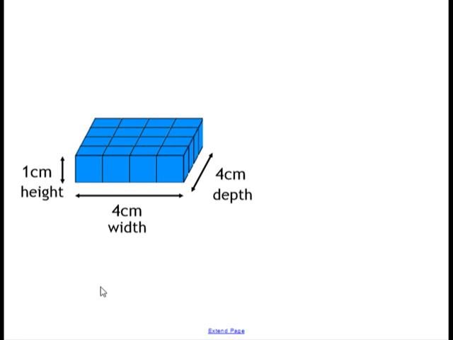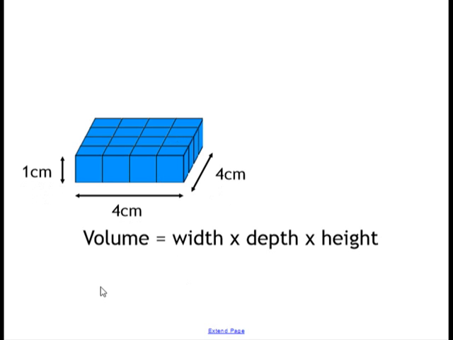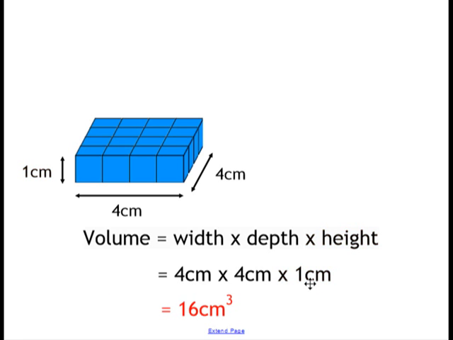But there is a faster way using the formula. And my formula is volume equals width multiplied by depth multiplied by height. So in this example, my width is 4 centimetres. Width is how far across it is. And my depth is 4 centimetres, how deep it goes back. And my height, how tall it is, 1 centimetre. So if I do the calculation, 4 centimetres multiplied by 4 centimetres is 16, multiplied by 1 is 16 centimetre cubed. So this is the same value as we got from our counting cubes method.